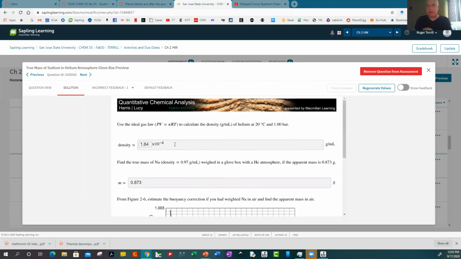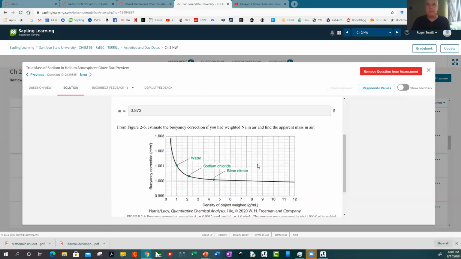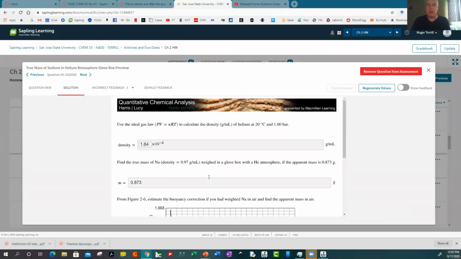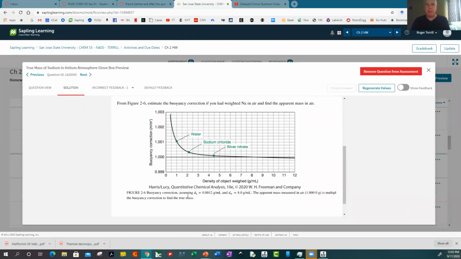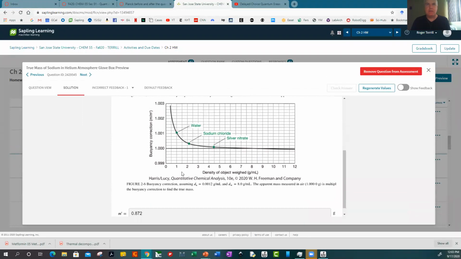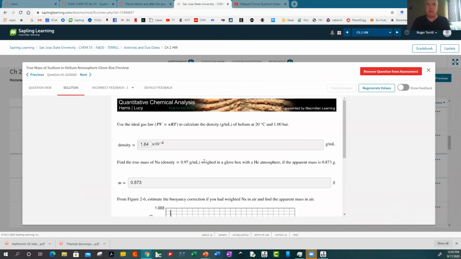Does the problem come up in the density calculation, perhaps? I get the same density. I just have a different apparent mass, and it's 0.5 grams. Buoyancy correction, assuming D sub A equals 0.012 grams. Estimate the buoyancy correction if you weigh sodium in air and find the apparent mass in air. So it's 0.873 or 0.872, correct? I have to find the formula for this.